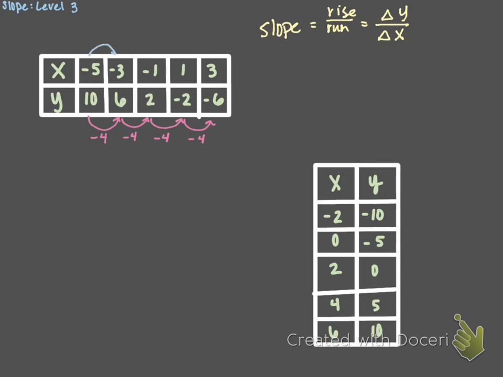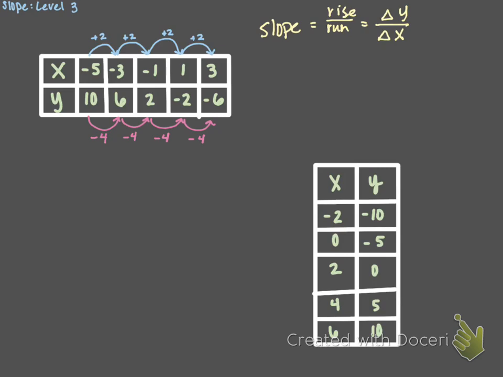If we go from 5 to negative 3, we are increasing by 2. From negative 3 to negative 1, we are increasing by 2. From negative 1 to positive 1, we are increasing by 2. And from 1 to 3, we are increasing by 2.